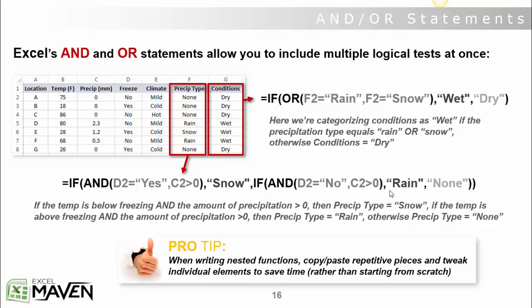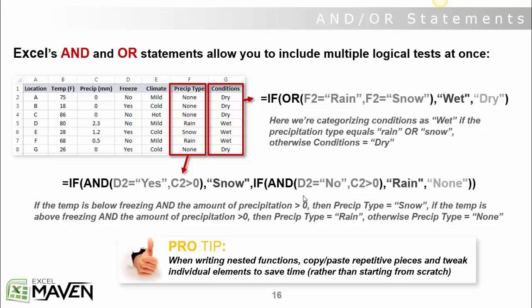Now, if you remember the nested if syntax, instead of the value of false, we move right on into our second logical test, which is another if and statement. In this case, we're saying if and D2 equals no, so it's not freezing, temperature's above 32 degrees, and also precipitation's greater than 0, then precipitation type equals rain. Then you're always going to wrap it up at the end with your catch-all value if false value. In this case, it's just going to be none.